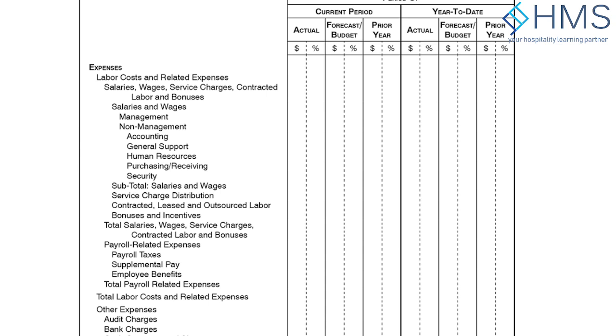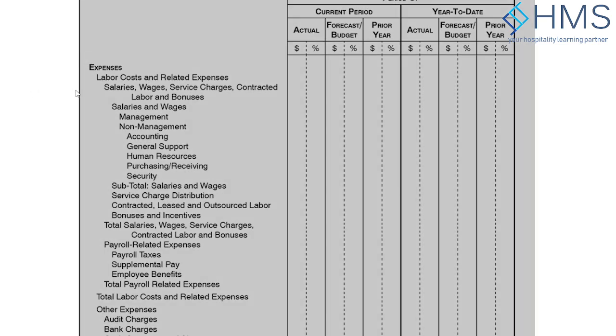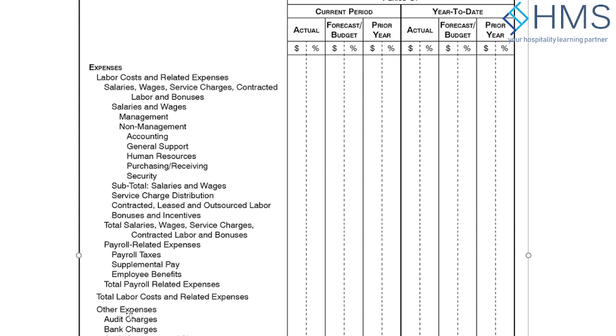As you can see on the screen, the administrative and general expenses are divided into two major parts. One is the labor cost and related expenses, and the other is the other expenses. We're going to look line by line into the definition of those expenses. But in the overall structure, labor cost is divided into salary, wages, and payroll related expenses. Salary and wages will include service charge, salaries, contract staff, bonus, and incentives.